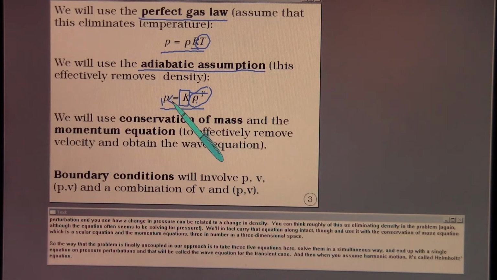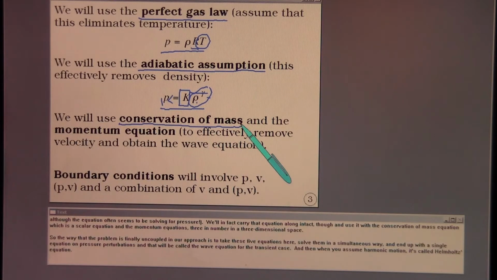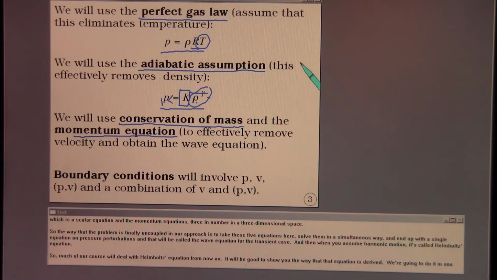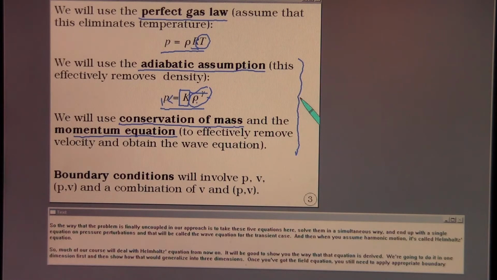We'll in fact carry that equation along intact, though, and use it with the conservation of mass equation, which is a scalar equation, and the momentum equations, 3 in number in a 3-dimensional space. So the way that the problem is finally uncoupled in our approach is to take these 5 equations here, solve them in a simultaneous way, and end up with a single equation on pressure perturbations, and that will be called the wave equation for the transient case.